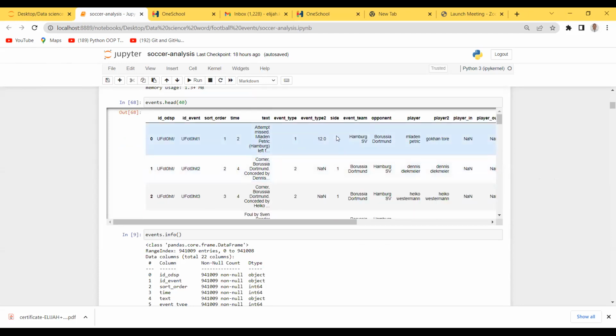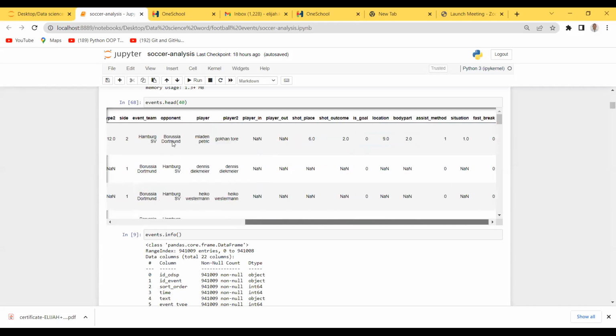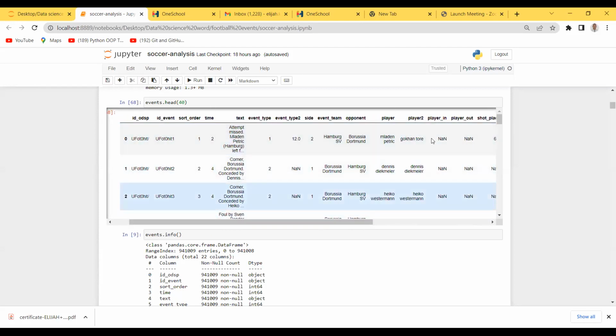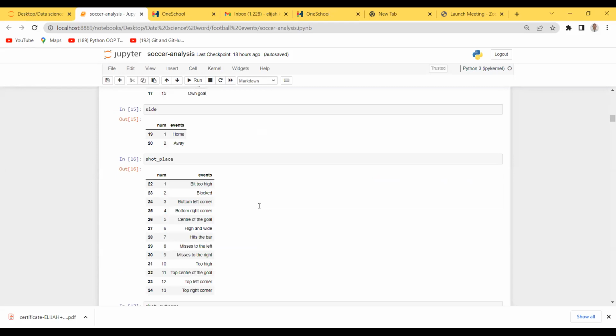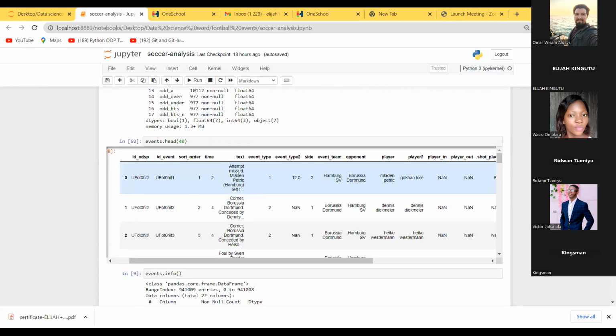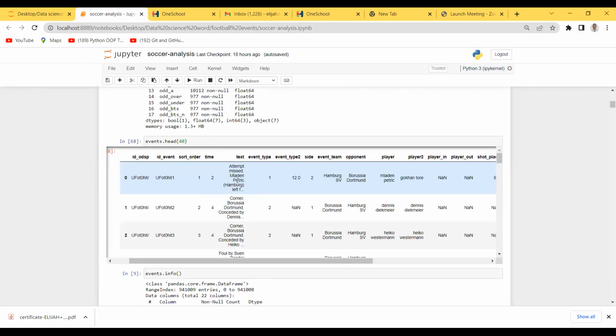Okay, and the second thing is side. I'm trying to explain this row of data. When we understand this one row of data, it will be easier for us to understand all the other rows, because they are just repeating those steps. So what does side 2 mean? It means the away team. So the event that happened was an attempt where the attempt missed.